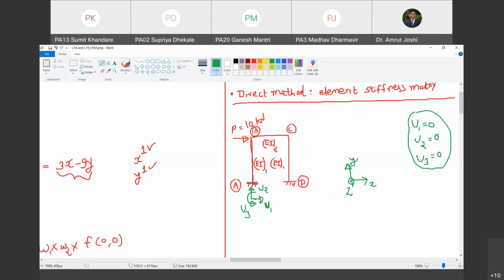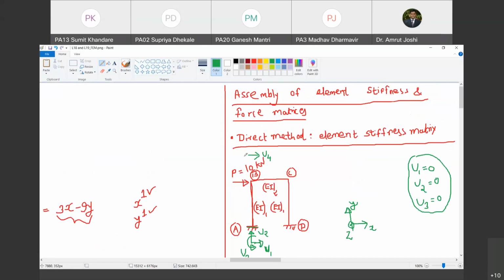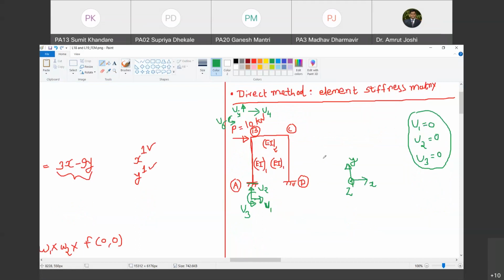Okay. Now let us go to point number B. So at B, what are the degrees of freedom? Those degrees of freedom I'm going to mark here. I'm going to call those as U4. Happy? Then U5, and rotational degree of freedom here, anti-clockwise, I'm going to denote it by U6. Are you with me? Yes, sir.